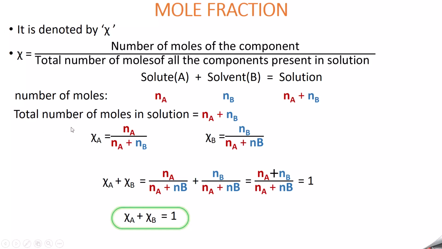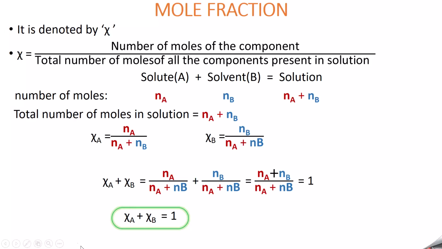Now you find out psi, the mole fraction, for each component. The mole fraction of component A, psi A, is equal to the number of moles of that component, Na, divided by the total number of moles of all the components. Here you have solute and solvent, so Na plus Nb. Similarly for psi B, only the numerator changes: the number of moles of that component, Nb, divided by Na plus Nb.